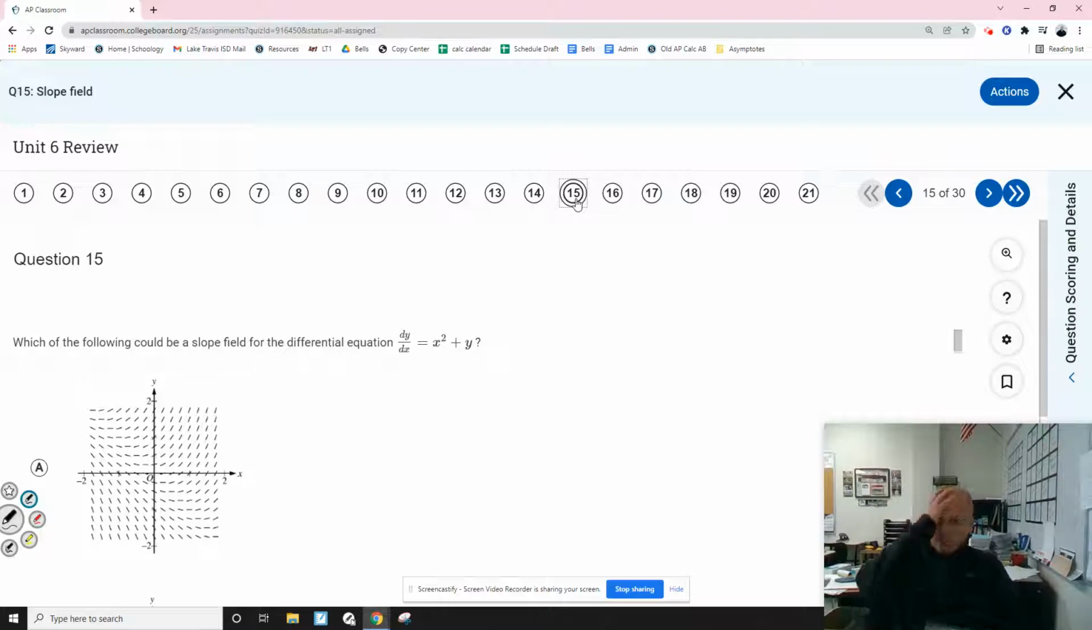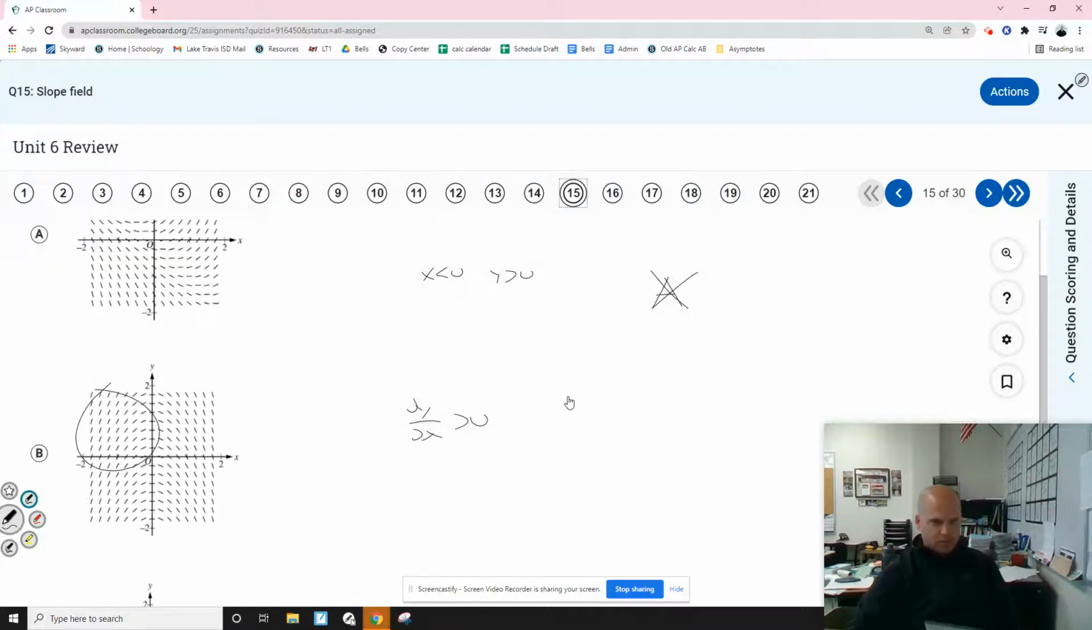Number 15. X squared plus y. Okay. Quadrants help us here. If x is negative and y is positive, dy dx should still be positive. So in the second quadrant, I should see only positive slopes. Why? Because this will be a positive value plus a positive value. That's gone. So A's gone. B's gone. I should see positive slopes in the second quadrant. Wait, B's good. Sorry, B's good. B's got positive slopes.